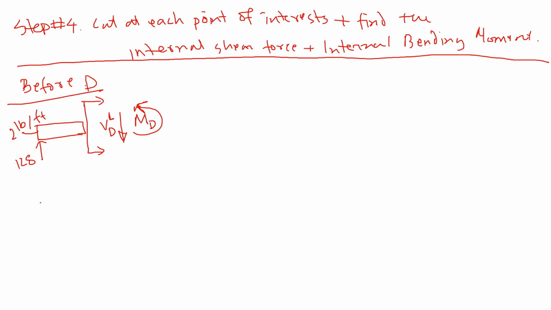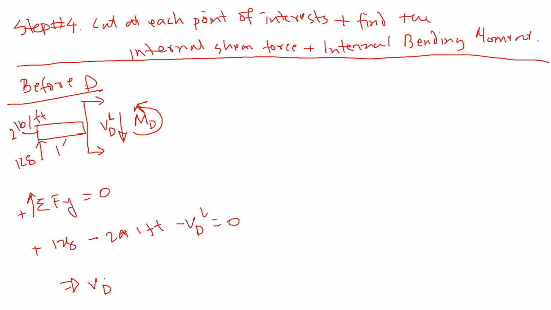Now to find shear force, we have to do summation of Fy, all y-axis direction forces, upward positive, equal to 0. So we can say plus 128 minus 2 times 1 foot. So we get 2 every foot and I got 1 foot of that load, minus VDL is equal to 0. So I found VDL is equal to 126 pounds.